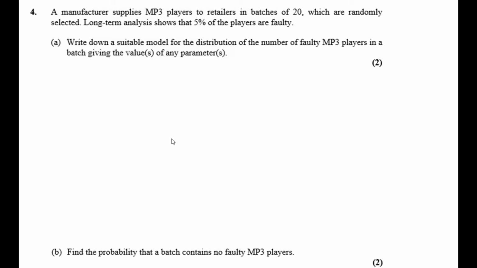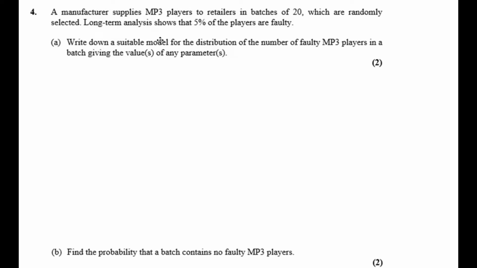So question 4. A manufacturer supplies MP3 players to retailers in batches of 20, which are randomly selected. Long-term analysis shows that 5% of the players are faulty. Write down a suitable model for the distribution of the number of faulty MP3 players in a batch, given the values of any parameters. Okay, so first let's look out for some clues in the question.